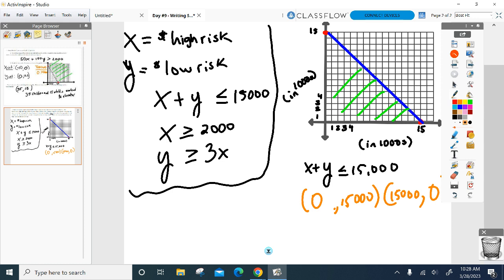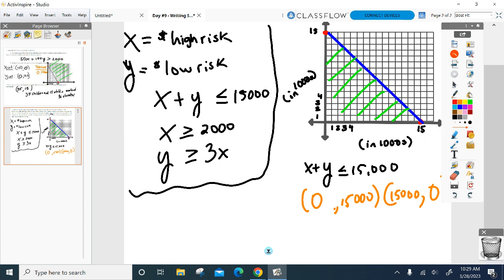Since when? 0 is less than 15,000, Tim. 0 less than 15,000. That's true. So it's greater. 0 is not greater than 15,000. Isn't that what I get? Is this true? Yes, it's true. So we should be shading towards 0, 0. Right? Not away. Everyone all right with that line?